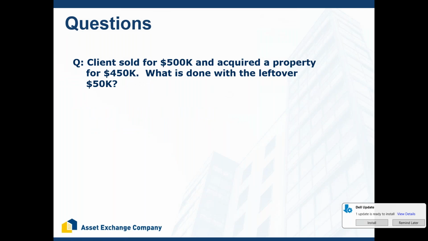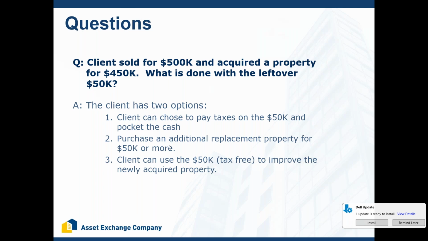Okay. We talked about this. Client sold for $500,000 and bought for $450,000. What happens with the $50,000 that's left over? Well, a couple things. It can be taxed, right? So they can say, well, geez, just give me the $50,000 that's left over, and they can pay taxes on it. They can use the money to go out and buy another property, or they can use the money to improve the new property in a construction exchange, which, again, we talked about at the very beginning. It's a little bit more complex, so not a lot of people do that.